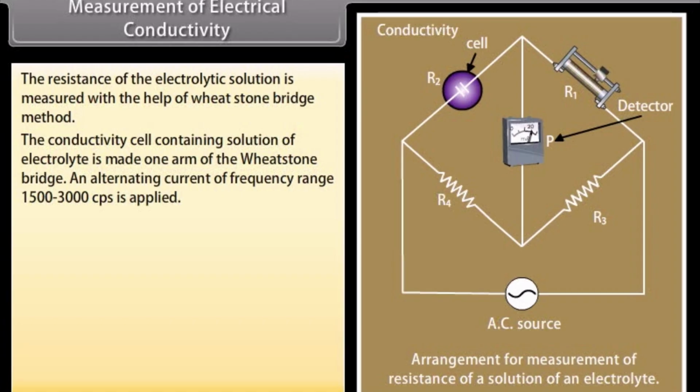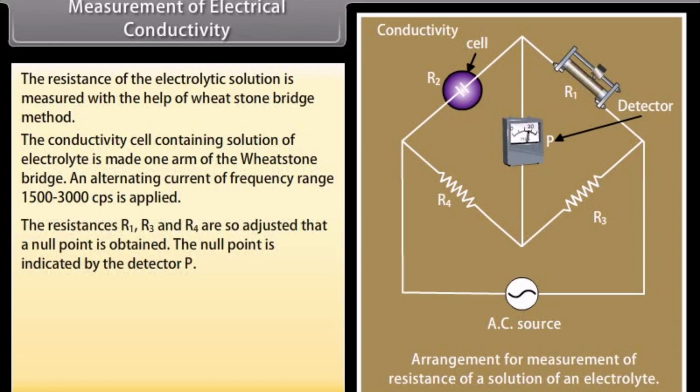Direct current is not used here because it causes electrolysis and results in a change in concentration of the electrolytic solution near the electrodes, resulting in polarization effects. The resistances R1, R3 and R4 are so adjusted that a null point is obtained. The null point is indicated by the detector P. At the null point, R1/R2 is equal to R3/R4.